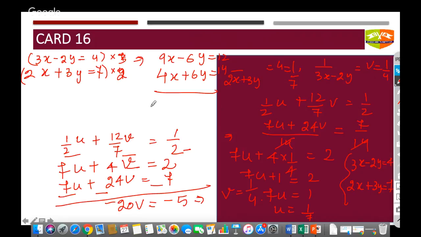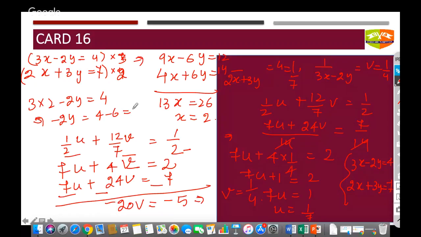So add it, you get 13x is equal to 26. X comes out to be 2. You put it in this value, 3 into 2 minus 2y is equal to 4. So this comes out to be minus 2y, 4 minus 6 is equal to minus 2. Y comes out to be equal to 1. So I write x is equal to 2 here and y is equal to 1 here.